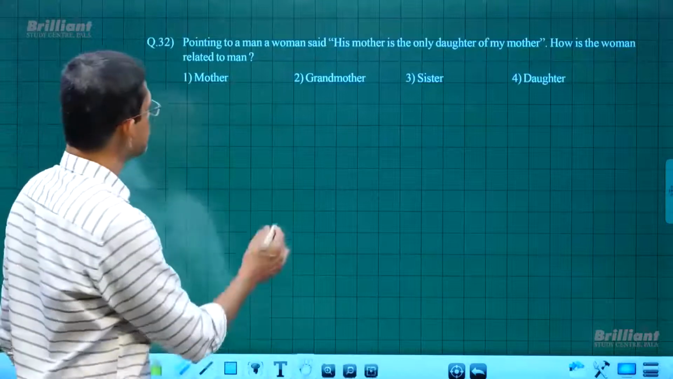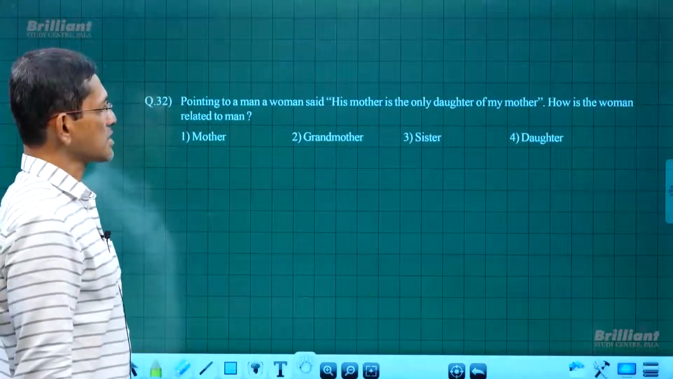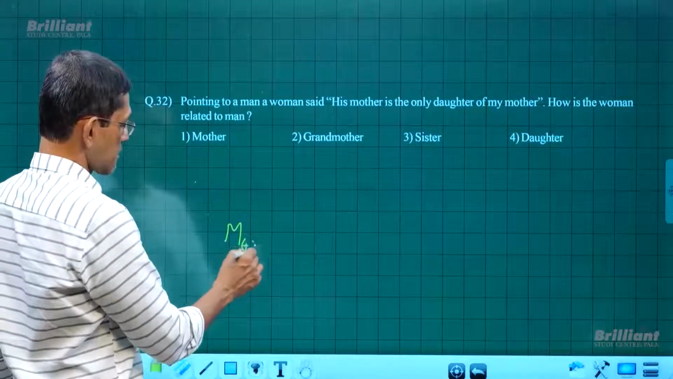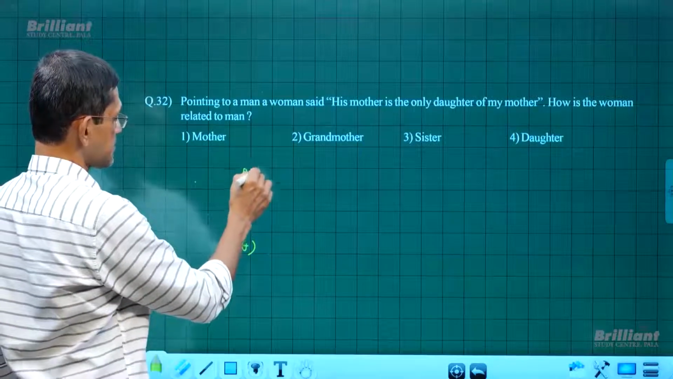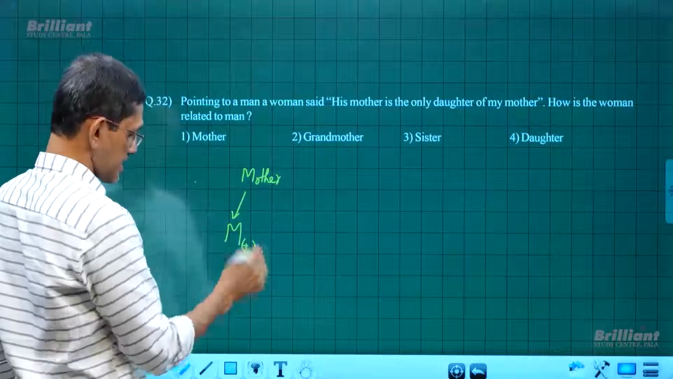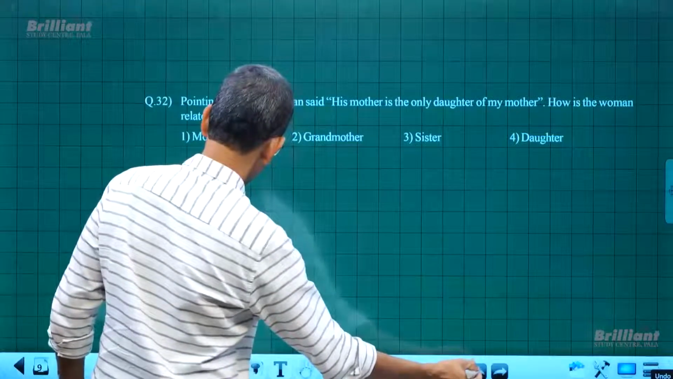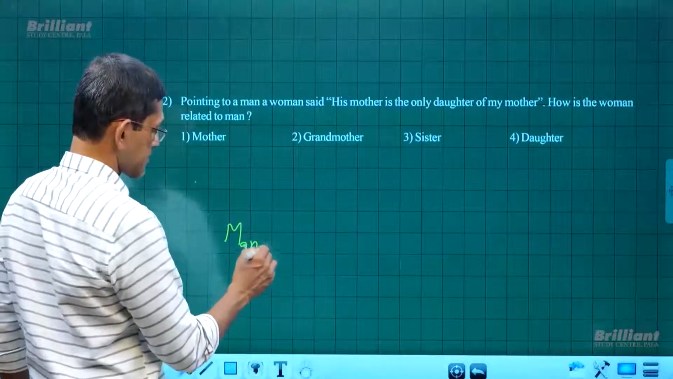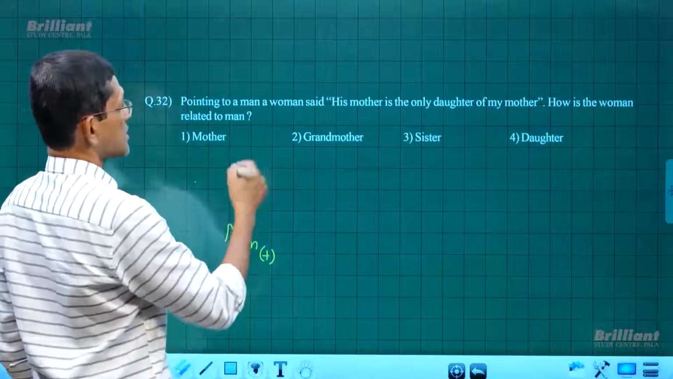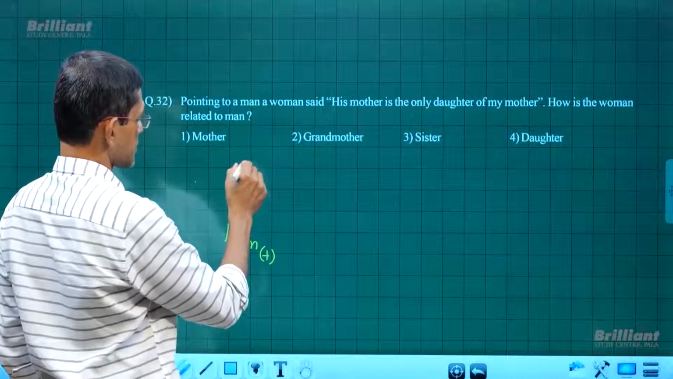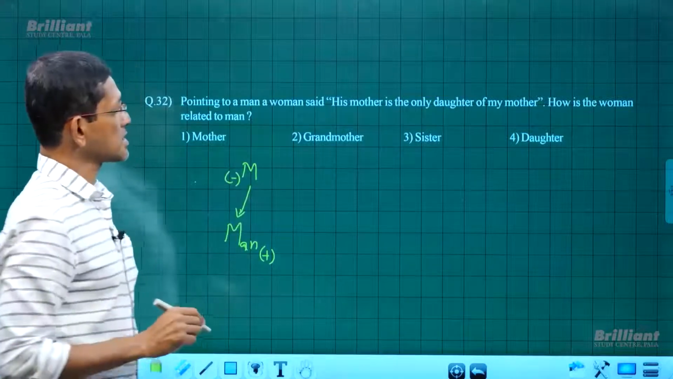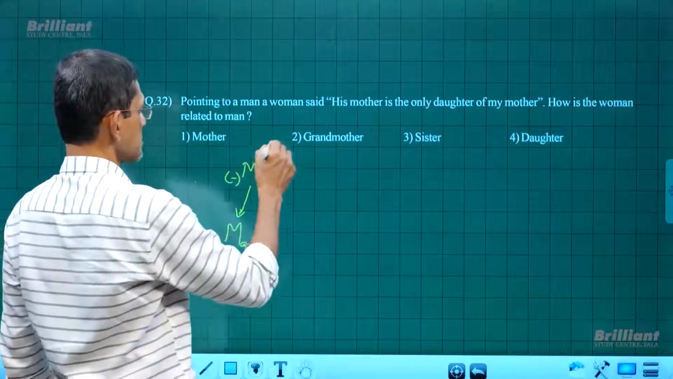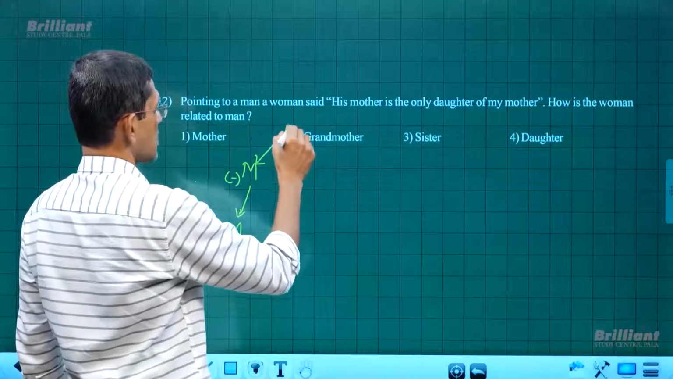Now, number 32. Pointing to a man, a woman said, his mother. So let's say a man is here. Pointing to that man, a woman said, his mother, this person's mother. This is the man. So I'll just write it clear, otherwise you may have a confusion. Pointing to that man, a woman said, his mother. This man's mother. So this is the mother. That's a female. This man's mother is the only daughter of my mother.